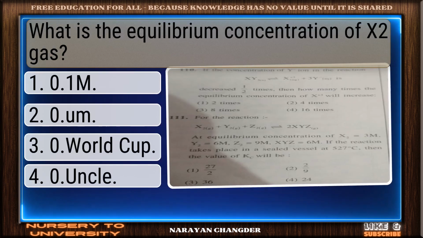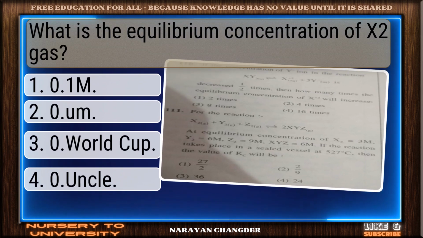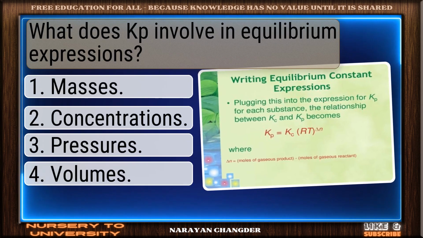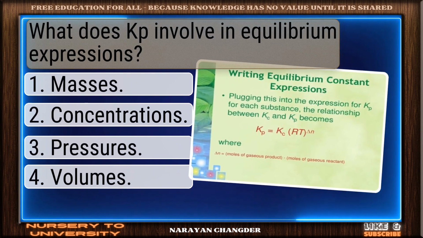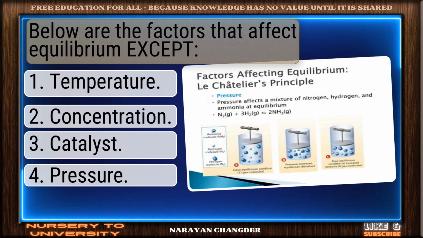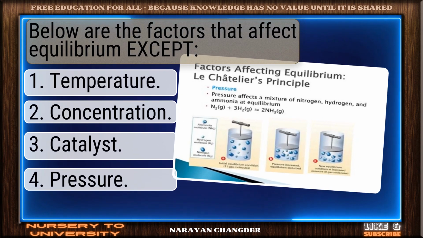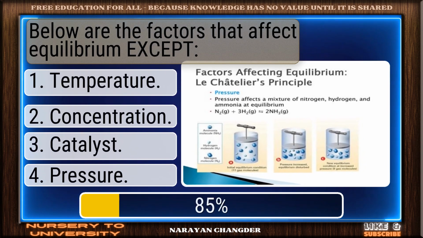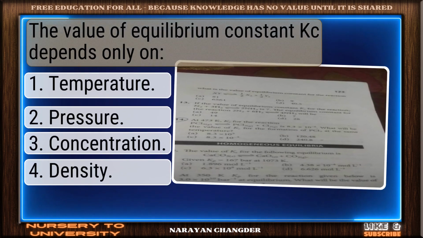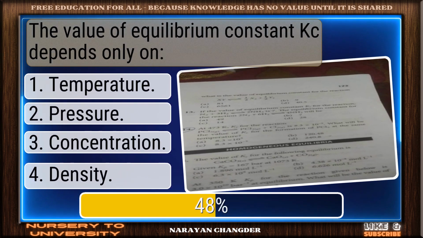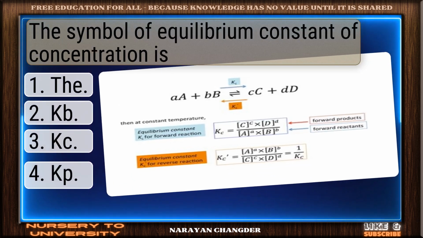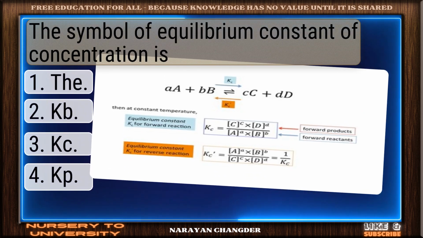Very good. What is the equilibrium concentration of X2 gas? What does Kp involve in equilibrium expressions? Pressures. Well done. Below are the factors that affect equilibrium except. Nicely done, Catalyst. The value of equilibrium constant Kc depends only on. Smart thinking. Temperature. The symbol of equilibrium constant of concentration is.